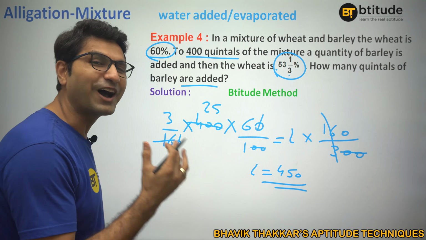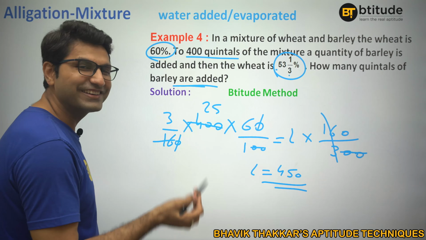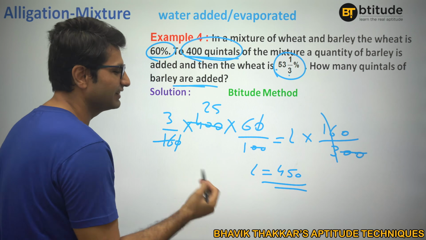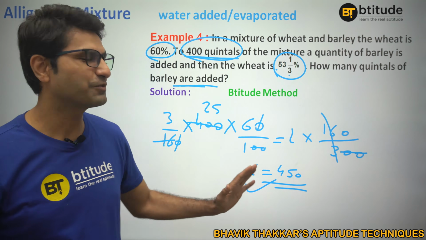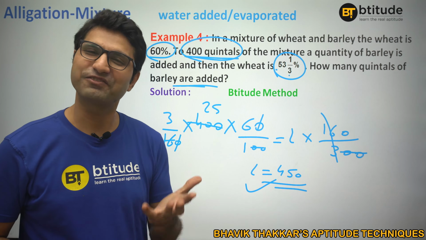Now what was the question? How much barley is added? Initially it was 400 quintal. Now it is 450. So what's the difference? 50 quintal. That is what the barley is added, 50 quintal.